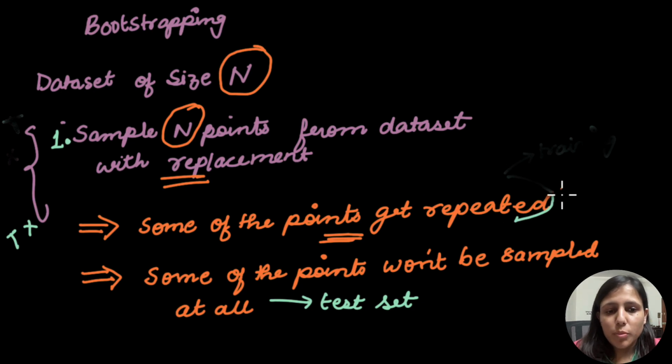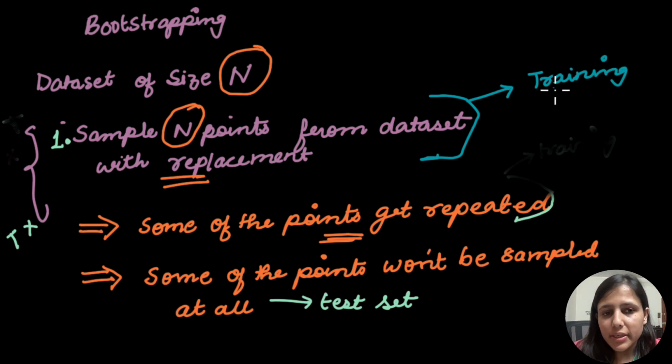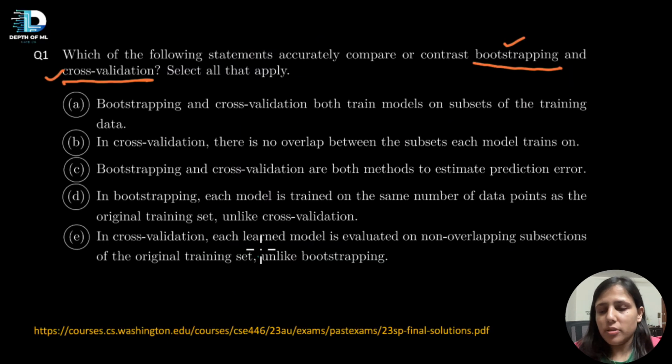So some of the points will get repeated and some of the points won't be sampled at all. The data points that do not get sampled at all become the test set for this iteration, and the data points that you sampled here, the n data points with repetition, become your training set. We do this t times and we compute the error on the different test sets and just aggregate them like we do in cross validation. Okay, now let's get back to the question.